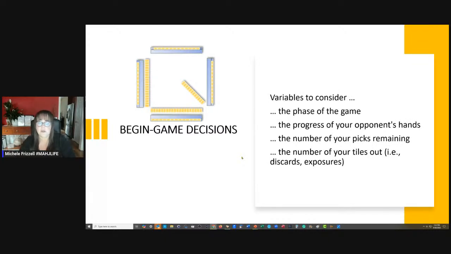Variables to consider: the phase of the game, the progress of your opponents' hands, the number of picks that remain in the wall, and the number of your tiles that are out on the table. And that includes the discards and exposures. Your opponents could have an exposure with your tile. So these are the variables that you need to consider.